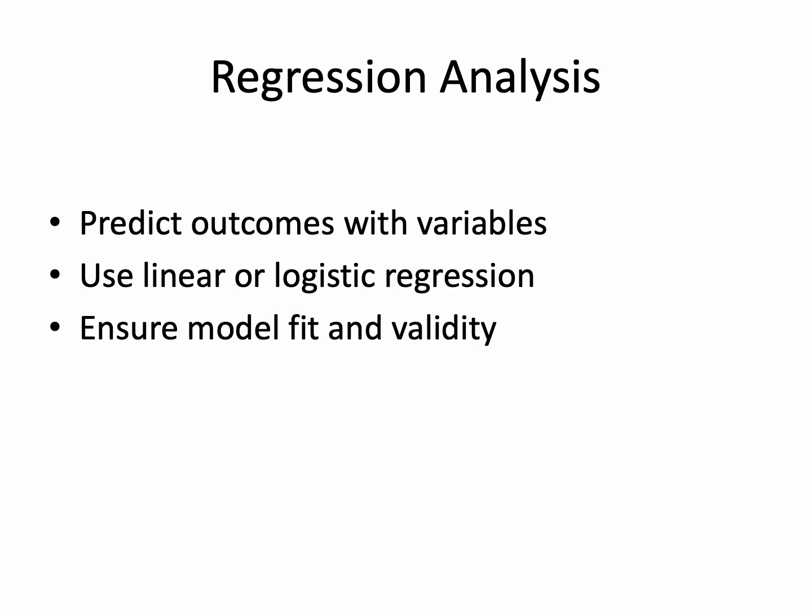Following ANOVA, let's discuss regression analysis in Canada's research context. Regression analysis predicts outcomes using independent variables, modeling relationships between factors. For example, a Canadian health study might use linear regression to predict blood sugar levels based on diet and exercise. Logistic regression could predict binary outcomes, like the likelihood of hospital readmission based on patient age. Ensuring model fit and validity involves checking assumptions, like linearity or multicollinearity, and using metrics like R-squared to assess accuracy.